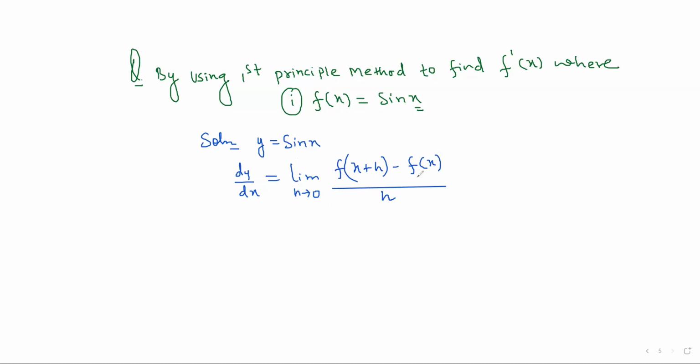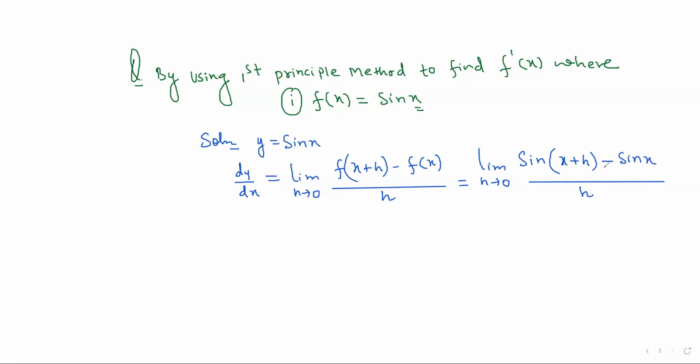Simple, beta. f(x+h) minus f(x) upon h. Simply use the limit h tending to 0 of sin(x+h) minus sin x, divided by h. So you have to simply use the sin C minus sin D formula. Beta, what is the formula of sin C minus sin D? Guys, do you know?